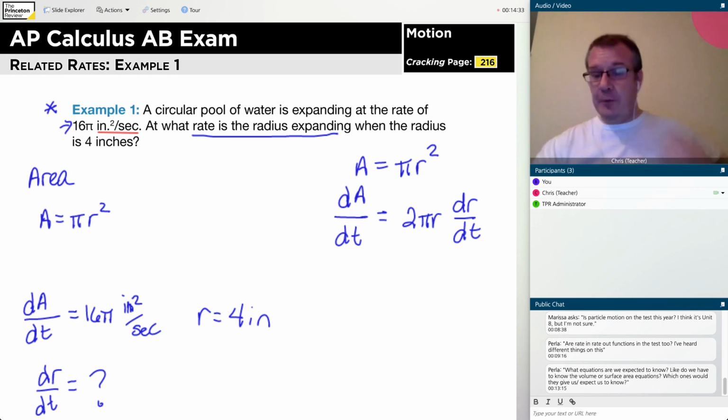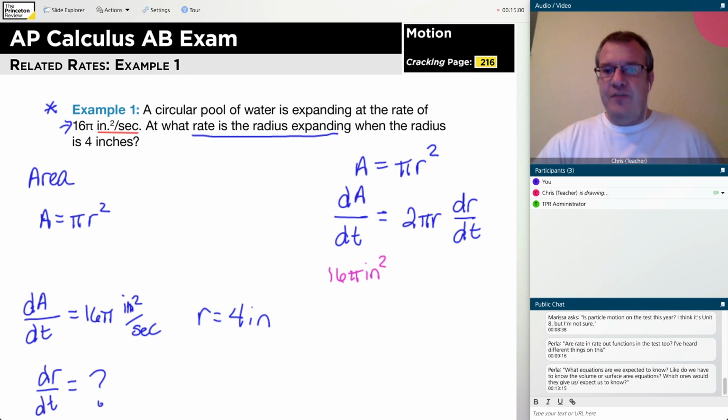Now, notice I'm just going to take a quick pause to check that I have everything accounted for. dA/dt, I've got that right here. 2 pi r, I know my instantaneous radius, which means dr/dt. I've done right. I've done good here, so to say. I'm just now going to plug and play, take it to the bitter end. And so, 16 pi inches squared per second.